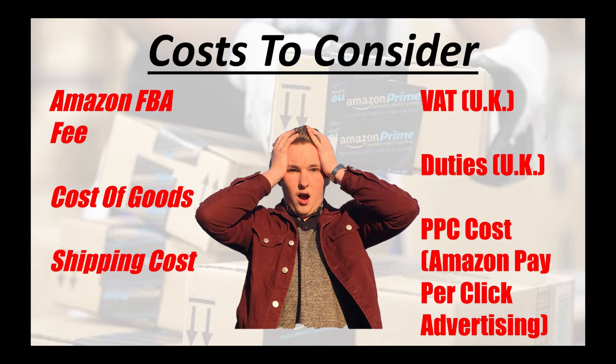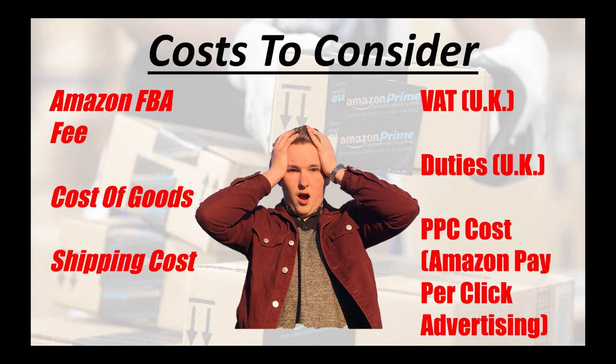So we have the Amazon FBA fee, which is the cost you pay per unit for Amazon to fulfill your order if you are going by fulfilled by Amazon. Secondly, we have the cost of goods, which is how much it costs you to buy it from the Chinese supplier. We then have the shipping cost to get those units here to the UK from China and to Amazon.